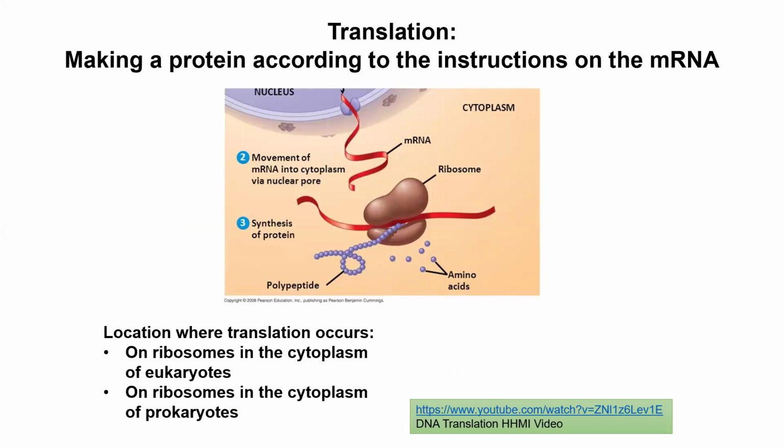So now it brings us to translation, where it basically makes our proteins from the gene. This is how it ends up being expressed in your system. It basically makes the protein according to the transcribed instructions on the mRNA. And what we see is that with eukaryotes, it's on the ribosomes in the cytoplasm. For both cases, it's in the ribosome, in the cytoplasm.